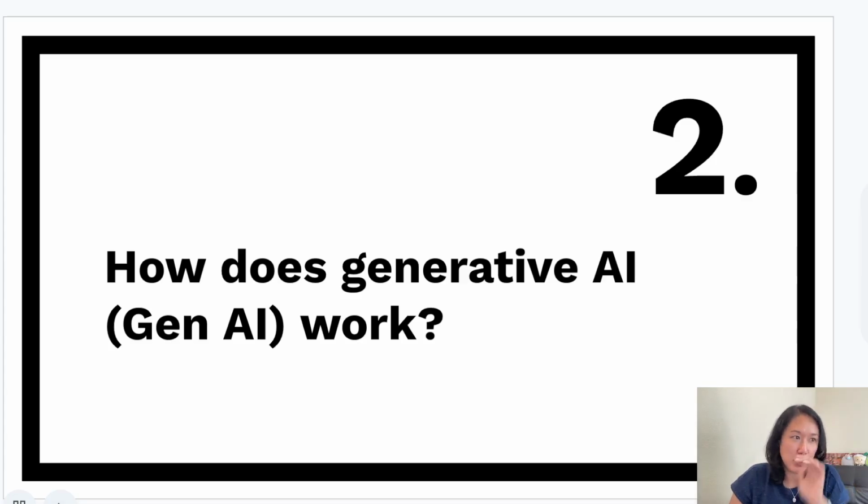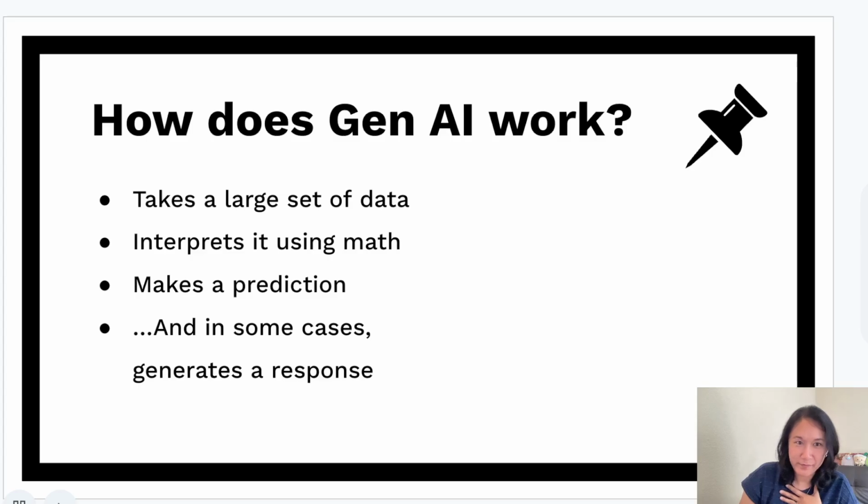All right. So let's talk specifically about how Gen AI works. And again, I'm going to caveat, I am not an expert, so this is a very high level summary of my understanding of it. As I mentioned in some of the previous slides, Gen AI takes a large set of data, could be any kind of data. It interprets it using math. That's what they call the model. And that model makes a prediction of what it shows next.